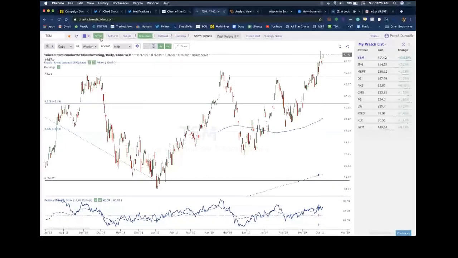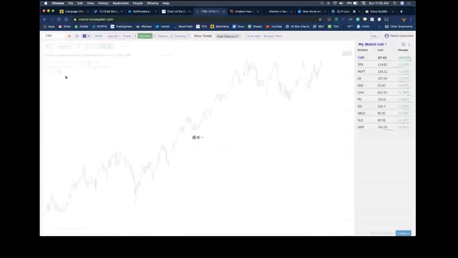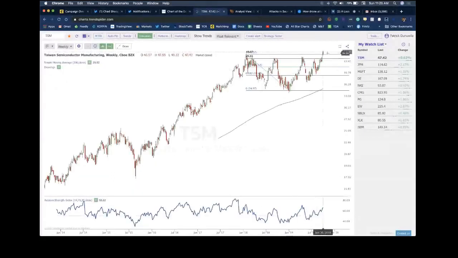The other thing I like to see is that it's breaking out to new highs, or at least pressing up against new highs after coming out of a big base like this. You know, price didn't make any forward progress for months. I think in this case, even more than a year. And when it finally breaks that level, it can really run from there.